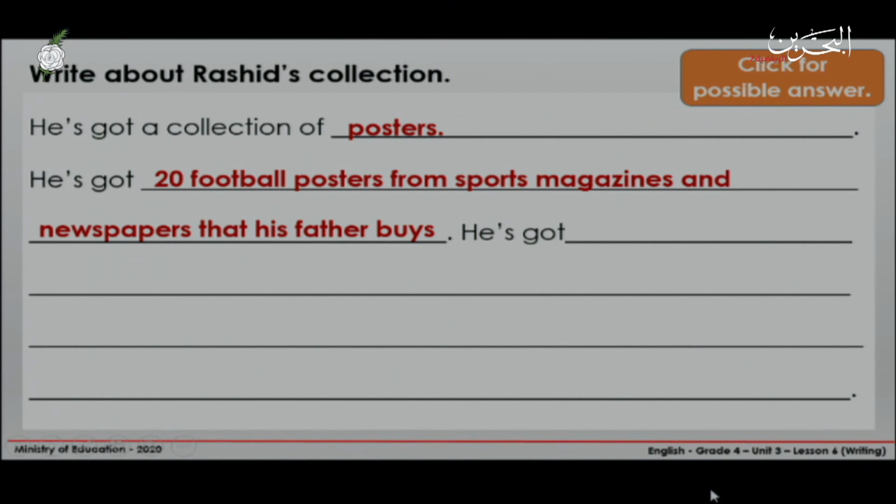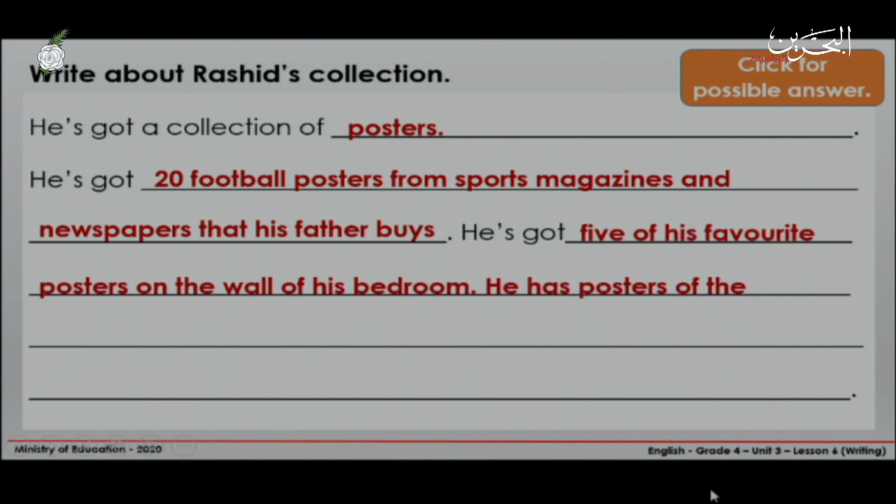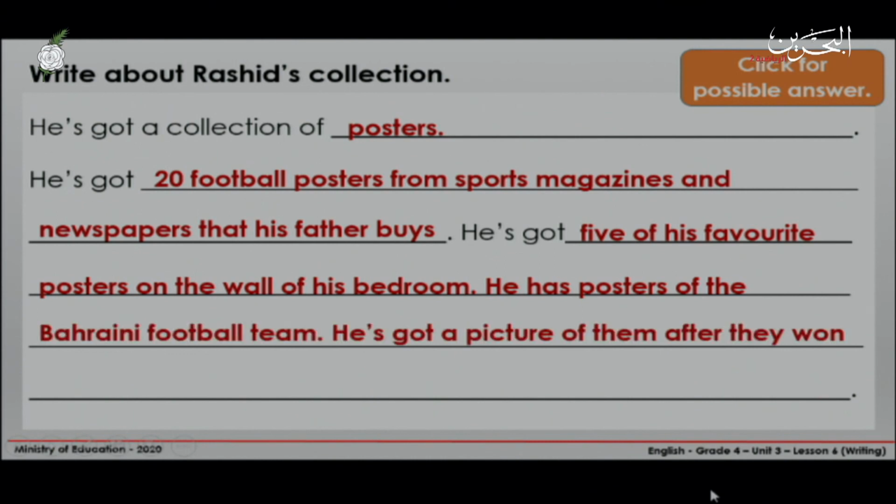He's got, where does he keep them? Can you remember? Good. He's got 5 of his favorite posters on the wall of his bedroom. He has posters of the Bahraini football team. He's got a picture of them after they won the Arabian Gulf Cup. Okay, now you write a paragraph about maybe your friend, your sister, your brother.